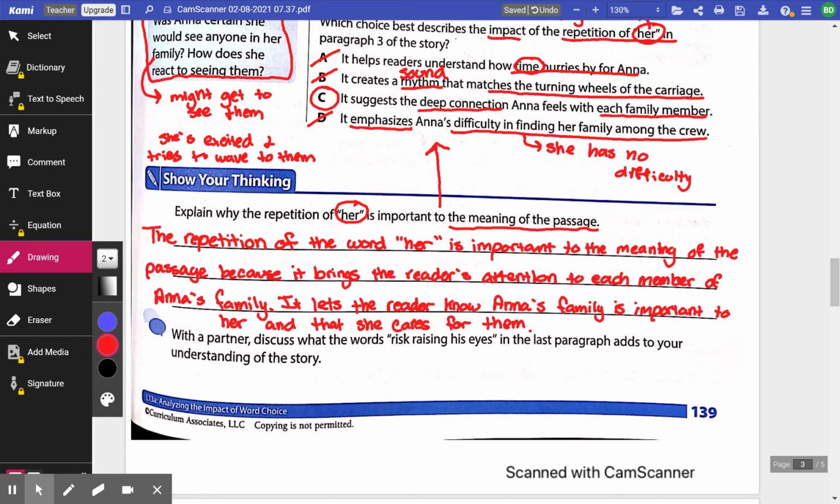All right, guys, we are back. So let's start talking about this show your thinking writing prompt. Once again, you had to explain why the repetition of the word "her" is important to the meaning of the passage. Why is that repeating word "her" important to the passage? What does it help the reader understand about Anna or her family? So this is the answer I came up with. Your answer may be a little bit different from mine.